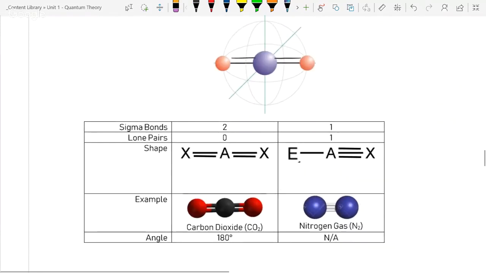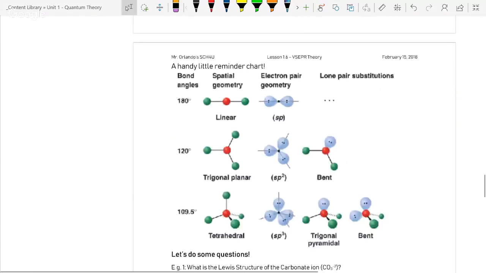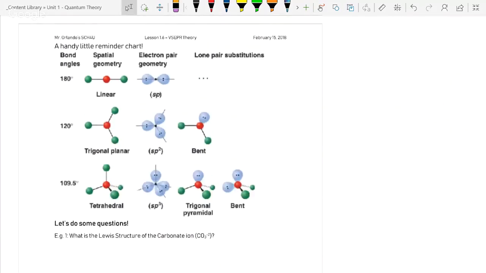So those are the hybridization states. Does that make sense? We're going to do one question together. I'm going to leave you a few for homework. But I gave you a nice little chart that I find helpful.